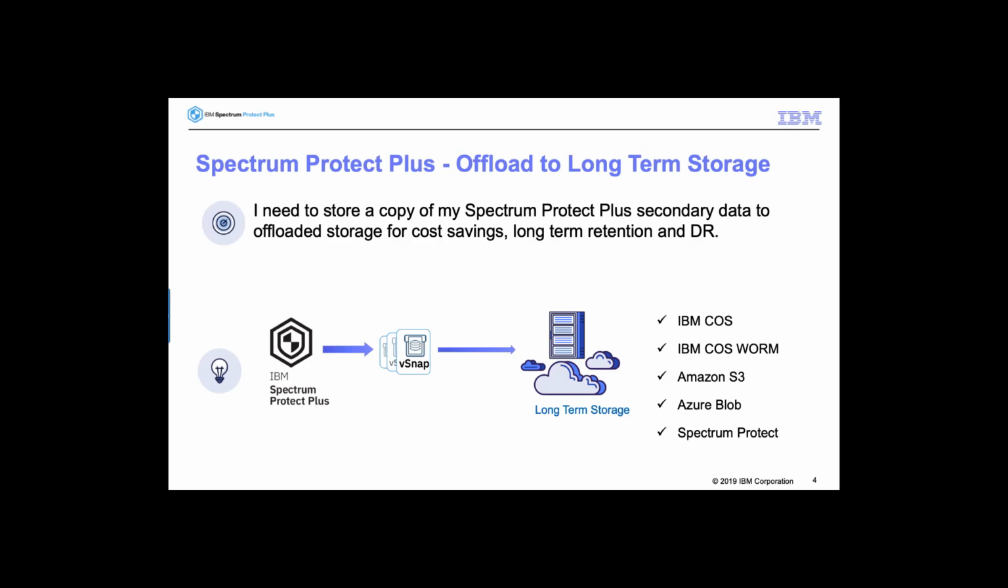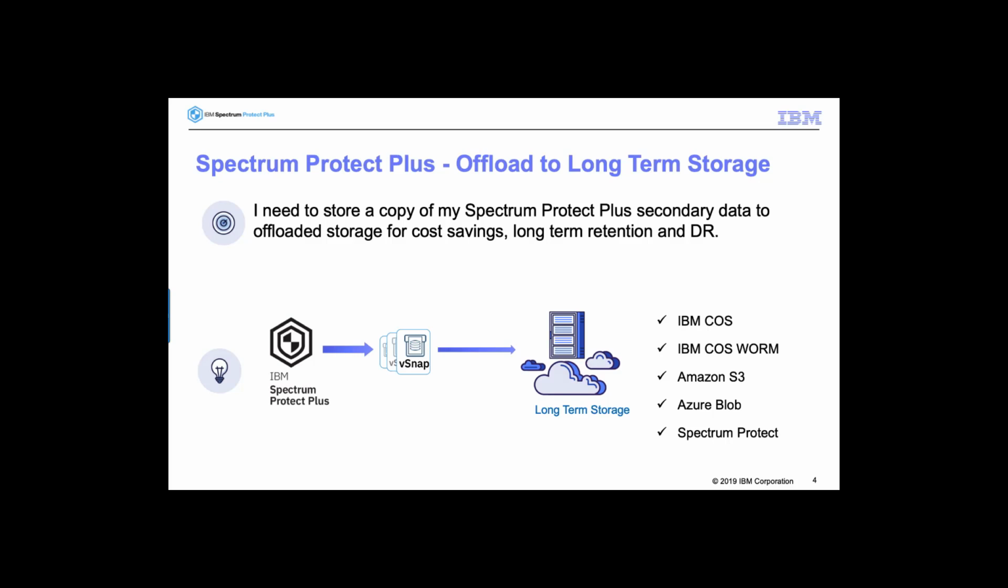But a lot of people also have a need to offload data to perhaps some cheaper or less expensive kind of storage for long-term data retention. And that is why, beginning in version 10.1.3, we introduced the ability to use S3 to offload to longer term storage, either in the cloud or to Spectrum Protect.